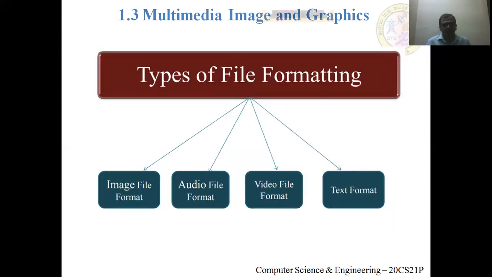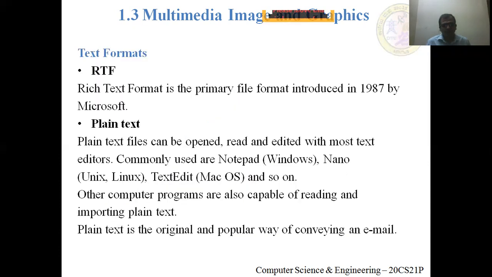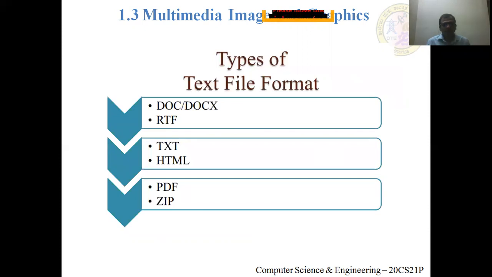The different types of file formats are the image, the audio, the video, and also text format. First one is text format. An example of a text format is RTF. RTF stands for Rich Text Format, the primary file format introduced in 1987 by Microsoft. Plain text files can be opened, read, and edited with most text editors. The commonly used are Notepad in Windows, Nano in Unix and Linux, and TextEdit in the case of Mac OS. Other computers are also capable of reading and importing plain text. Plain text is the original and popular way of conveying an email. So these are the different types of file formats.